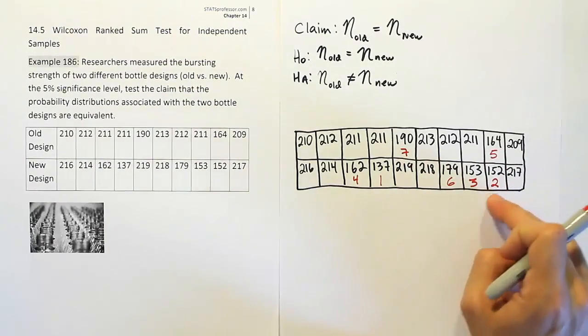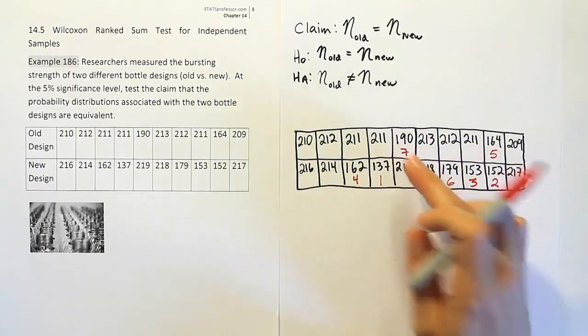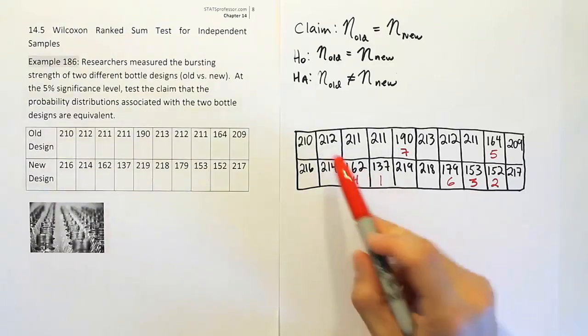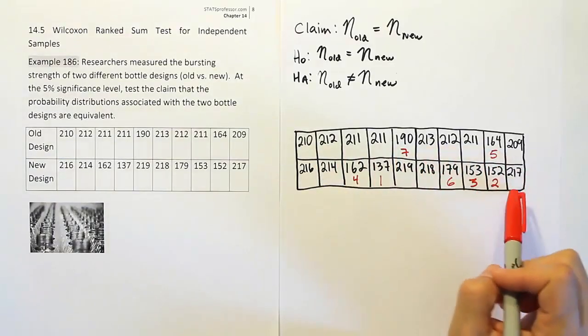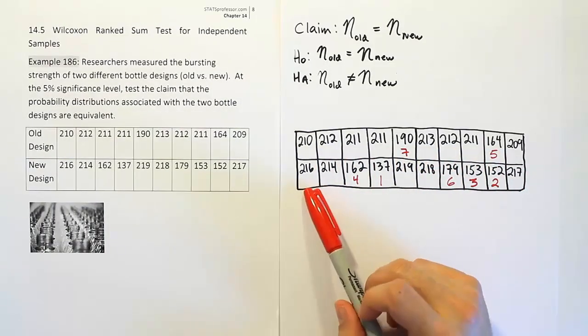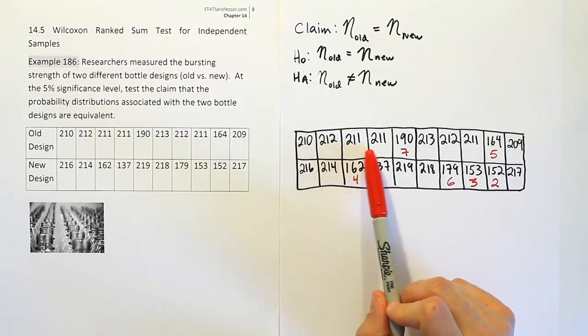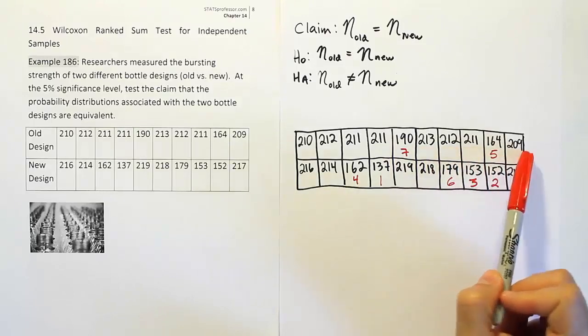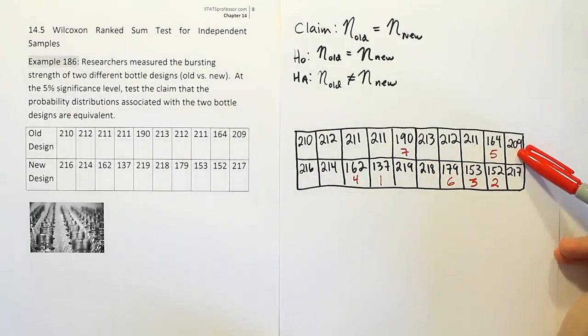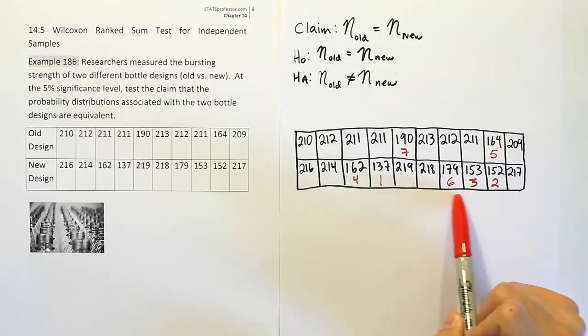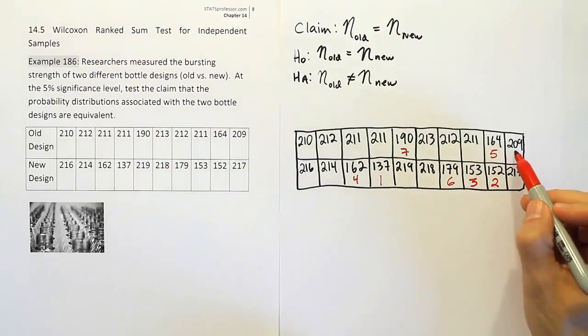So we have 1, 2, 3, 4, 5, 6, 7 so far. And now anything else in the 190s? I don't see anything else in the 190s, so now we're in the 200s, just the 20 something, right? All these are in the 210s, or there's a 209, that's pretty small. Anything else then? Nope, that's the next number then, so that's going to get rank 8.